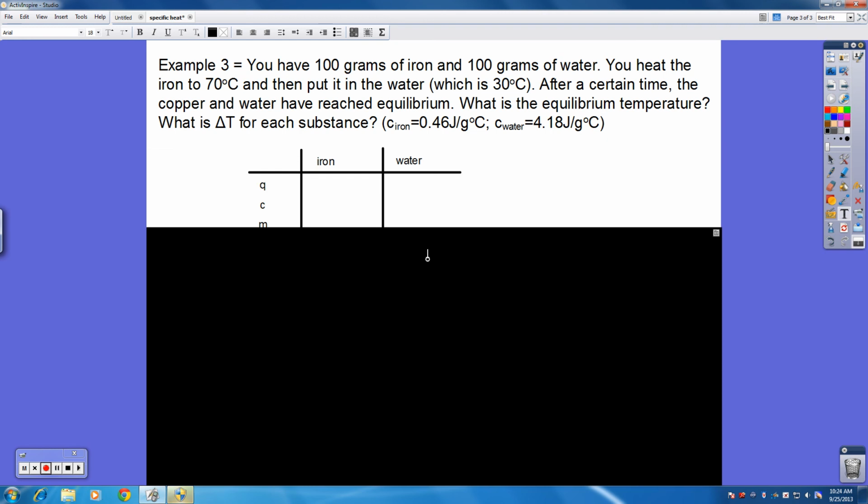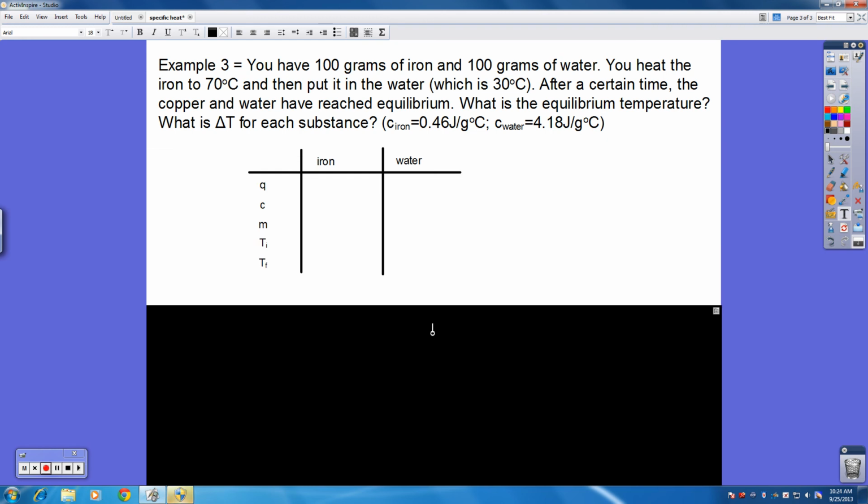One of the things to get you started is to maybe make a chart with the Q, the C, the M, the T initial, and the T final for both iron and water. Put in what you have and then figure out what you're going to solve for. The other hint is think about what things will be the same. We already know that the final temperature is going to be the same, so that's really one variable, not 2 variables.